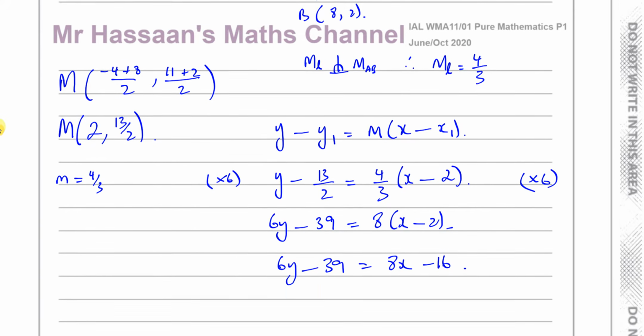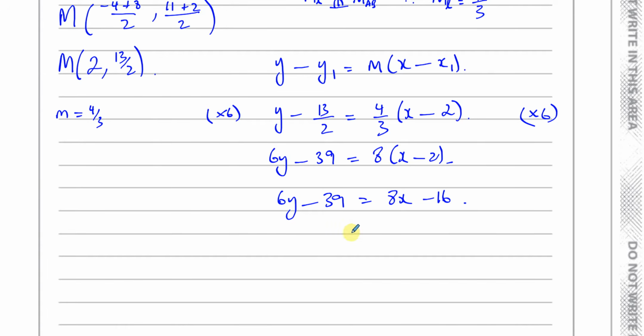What I'm going to do is write everything on the side where x is positive, just to make life easier. It's normally better to do that. So I'm going to have 0 on this side.